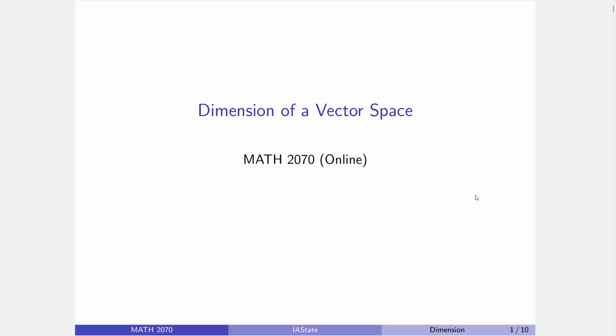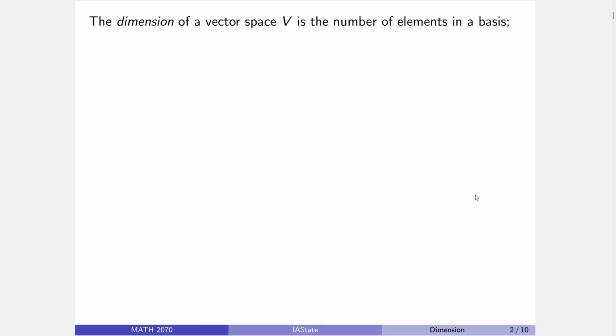Okay, so today we're going to talk about something pretty cool. We're going to talk about the dimension of a vector space. And what is the dimension of a vector space? Well, plain and easy, it's the number of elements in a basis. Alright, the end. Video's over.